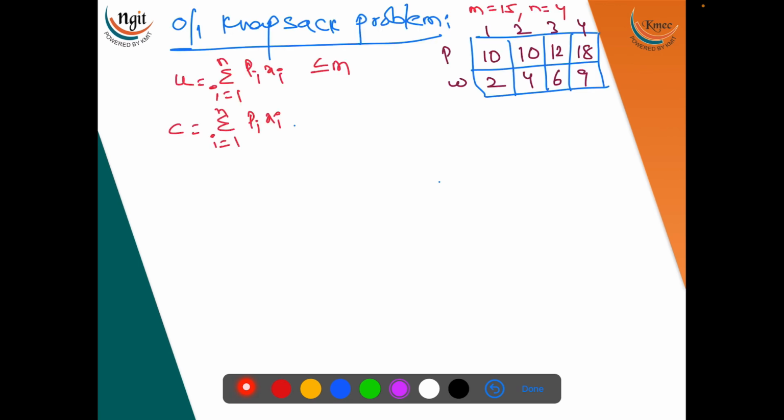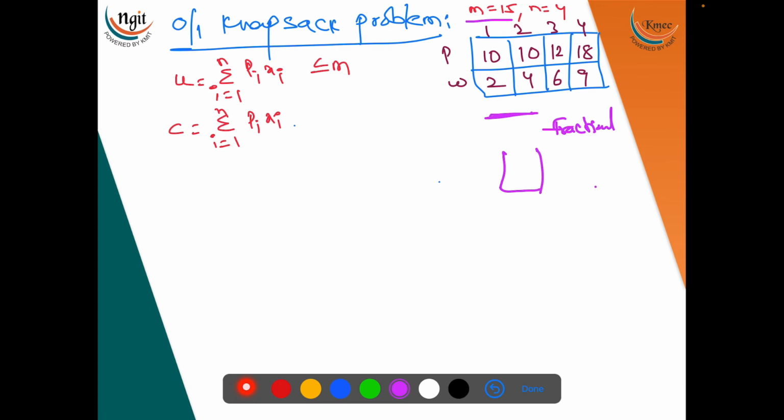So the example is what? There are 4 objects that I'm considering. The capacity is m equal to 15. I have 4 objects to place inside the bag. The profits of each object are 10, 10, 12, 18, and the weights of each item are 2, 4, 6, 9. One more important thing: if we are taking any object, then we must take the complete object or not take it at all. So that means no fractional part of an object can be placed inside the bag.